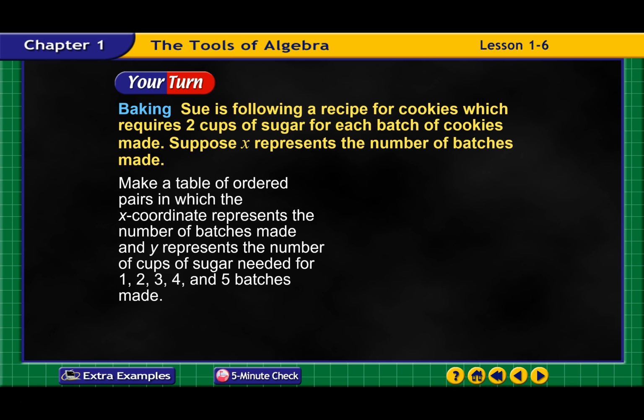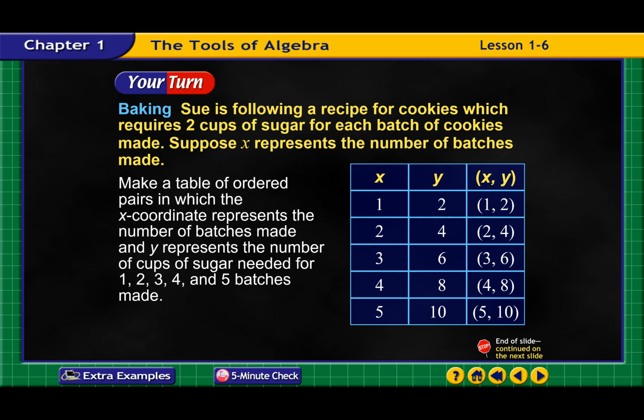All right, I'm not going to make you do this one, but we're going to talk about it. Sue is following a cooking recipe of 2 cups of sugar for each batch of cookies. Suppose X represents the number of batches of cookies. So we're going to make a table using X coordinates to be the number of batches and Y to represent the number of cups of sugar needed. By the way, don't actually try this because adding more sugar when you make the batch bigger doesn't necessarily mean it's going to work because baking recipes and stuff are weird. I've tried it. It's not smart.